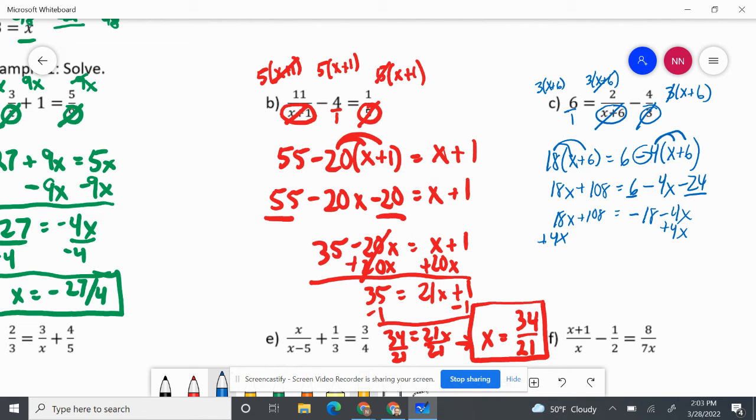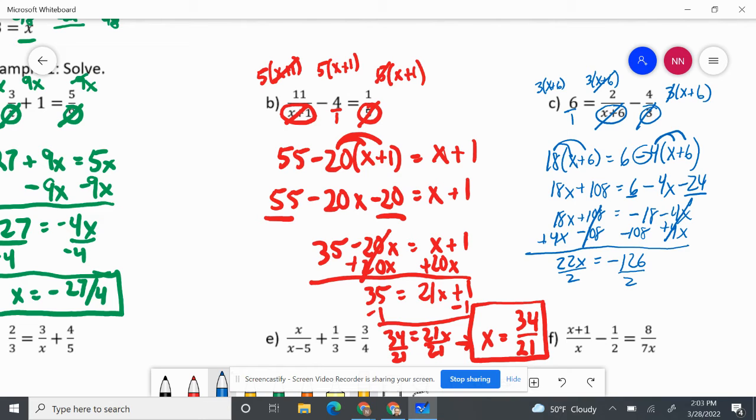And then I'm going to subtract the 108 just to do both steps at once. This way I get the x's together. That's 22x. I get the numbers together. That would be negative 126. And then I divide it by 2.